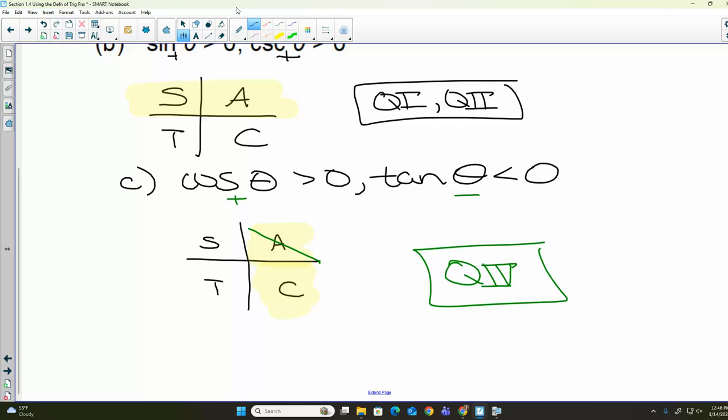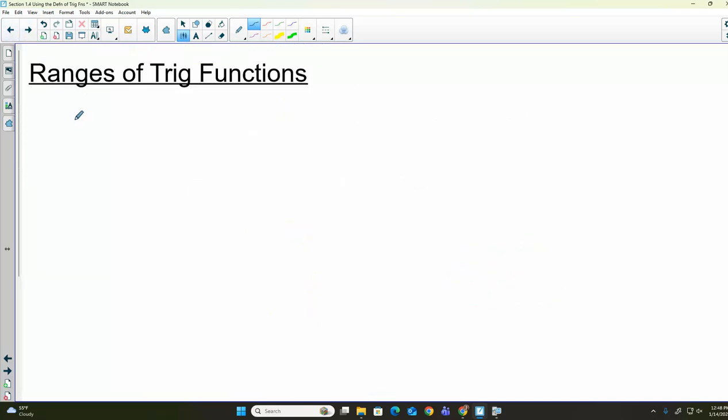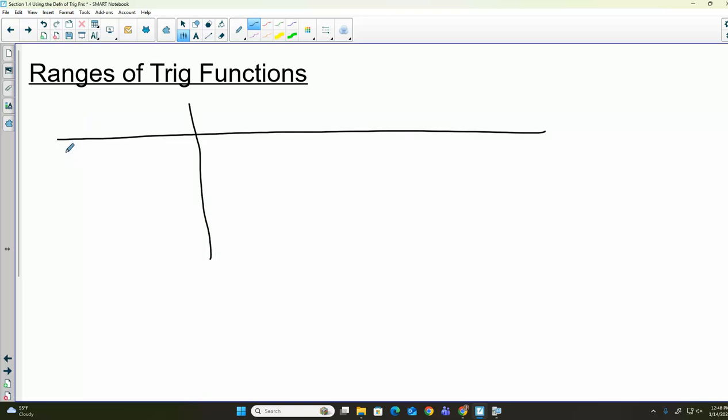What answers can we get when I do sine, cosine, tangent? Right, so this is talking about the ranges, the possible answers that we can get. Think about sine and cosine. We know sine is y over r. Cosine is x over r, right?